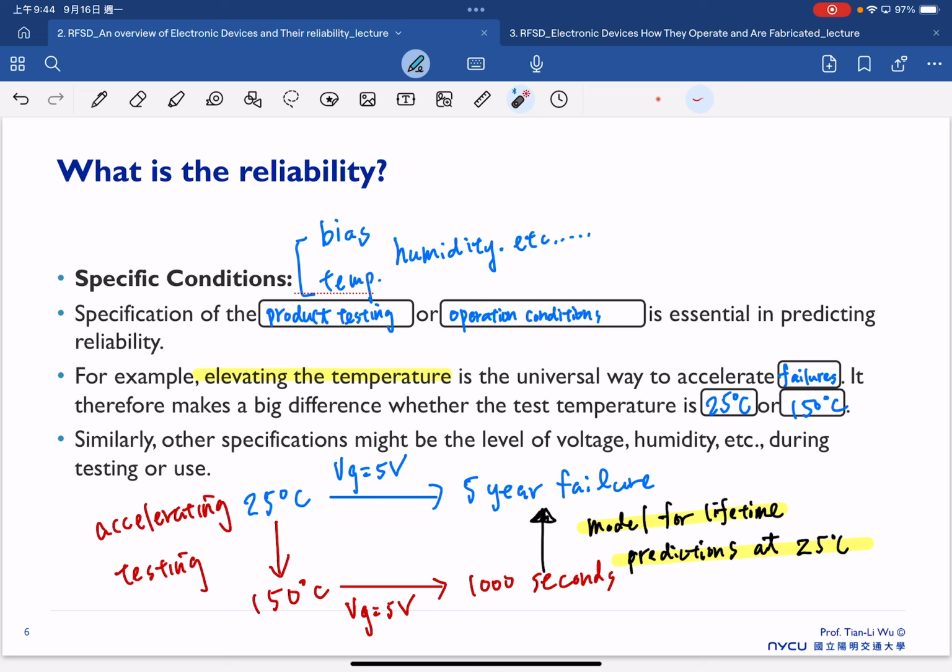We assume that our degradation can be accelerated under high temperature. So we'll heat up the device at 150 Celsius degrees, and with the same bias, the device can start to degrade at 1000 seconds. Once we have this information, we still need to convert back to the case at room temperature. So that's why we need some reasonable model to give us a certain lifetime prediction at 25 Celsius degrees. This kind of procedure is very often used in reliability testing and also modeling and prediction.